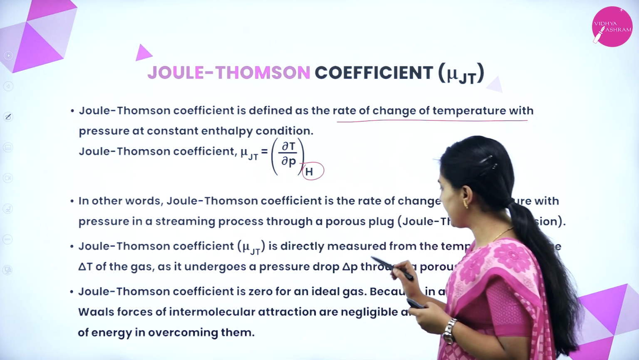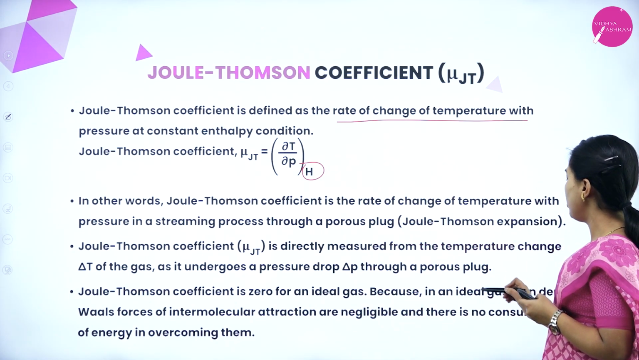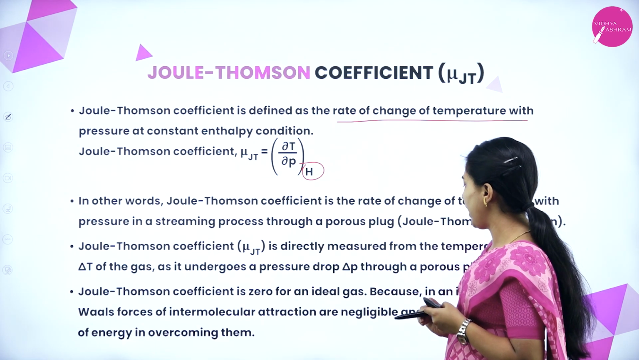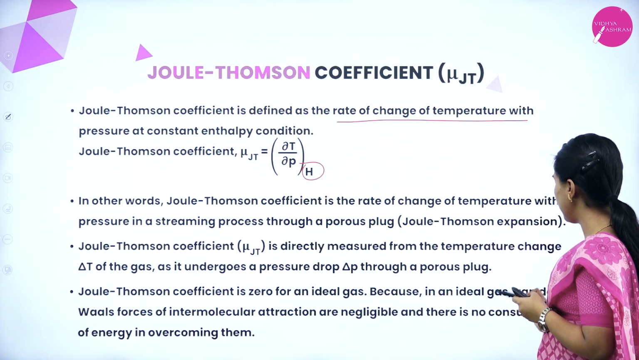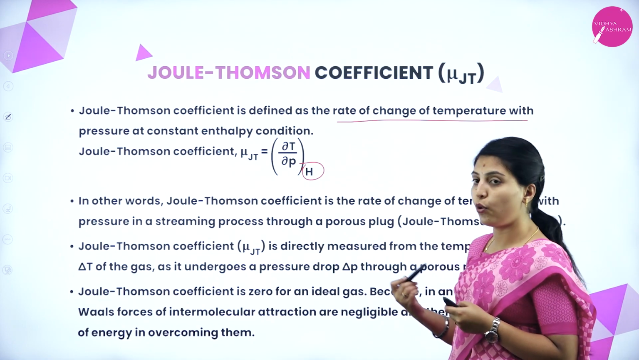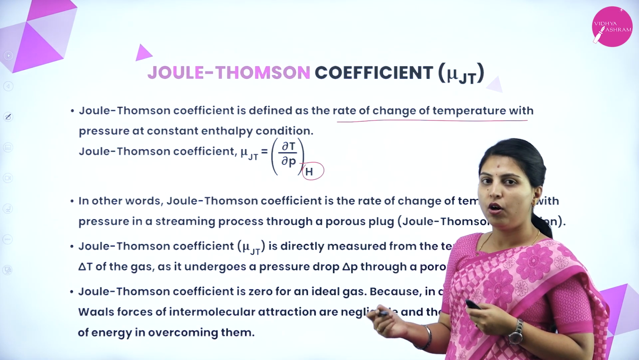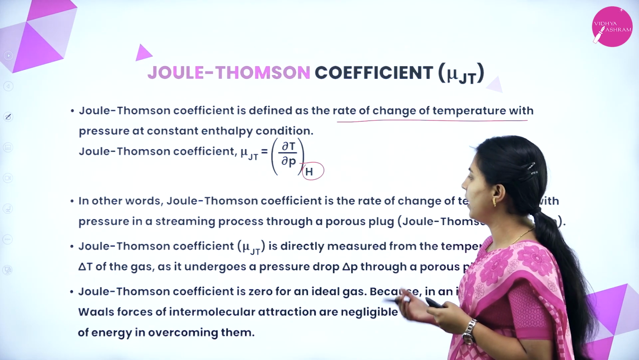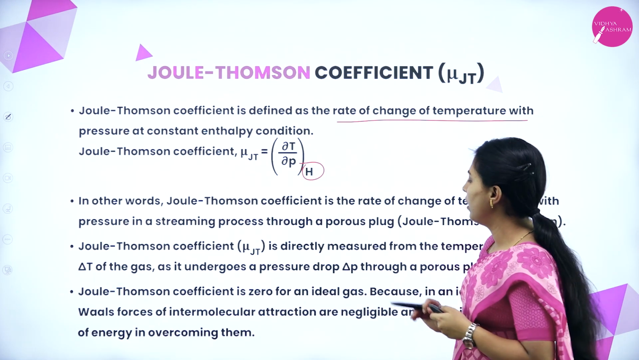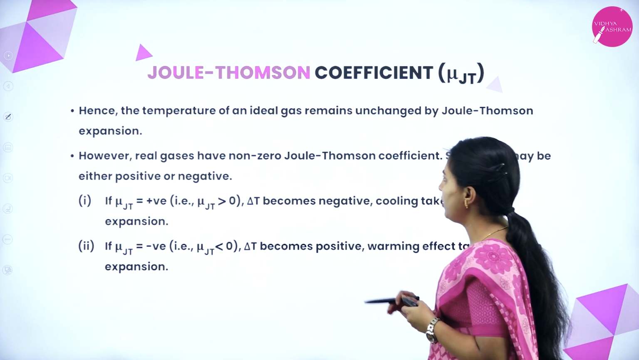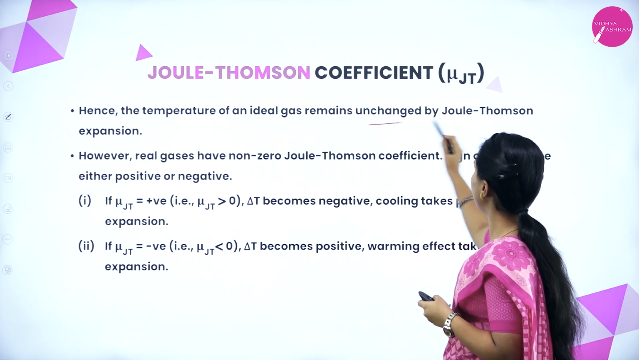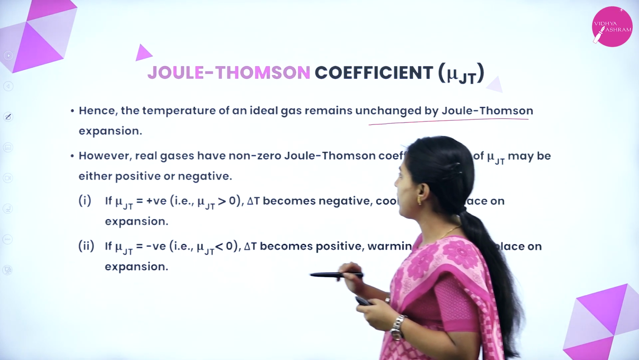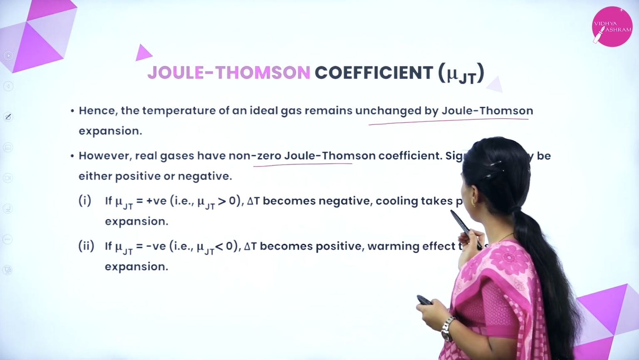The Joule-Thomson coefficient is 0 for an ideal gas because in an ideal gas, van der Waals intermolecular attractions are negligible and there is no consumption of energy in overcoming them. Hence, the temperature of an ideal gas remains unchanged by Joule-Thomson expansion. However, real gases have a non-zero Joule-Thomson coefficient.